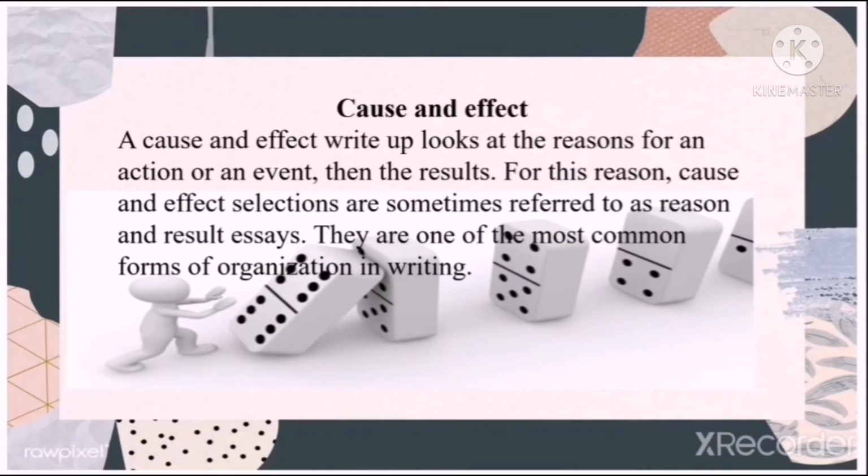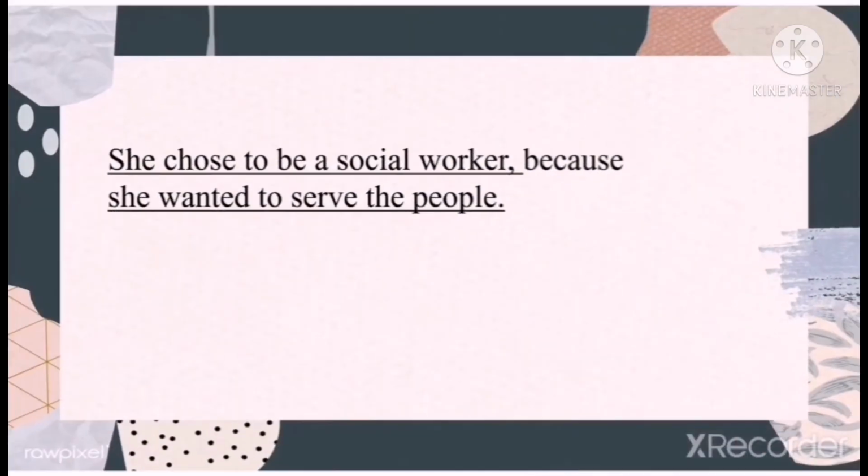Cause and effect. A cause and effect write-up looks at the reason for an action or an event, then the results. For this reason, cause and effect selections are sometimes referred to as reason and result essays. They are one of the most common forms of organization in writing. Take a look at the following examples.